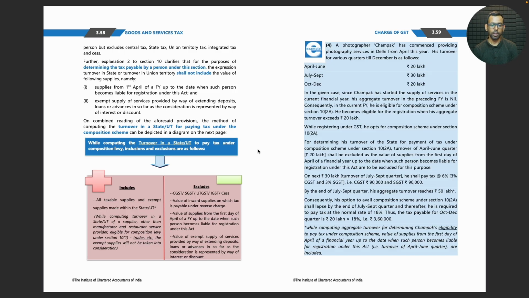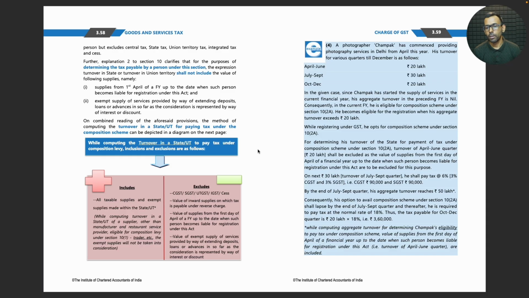It excludes CGST, SGST, UTGST, IGST; value of inward supplies on which tax is payable under reverse charge; value of supplies from the first day of April of a financial year up to the date when such person becomes liable for registration under this Act; and value of exempt supply of services provided by way of extending deposits, loans or advances, insofar as the consideration is represented by way of interest or discount.